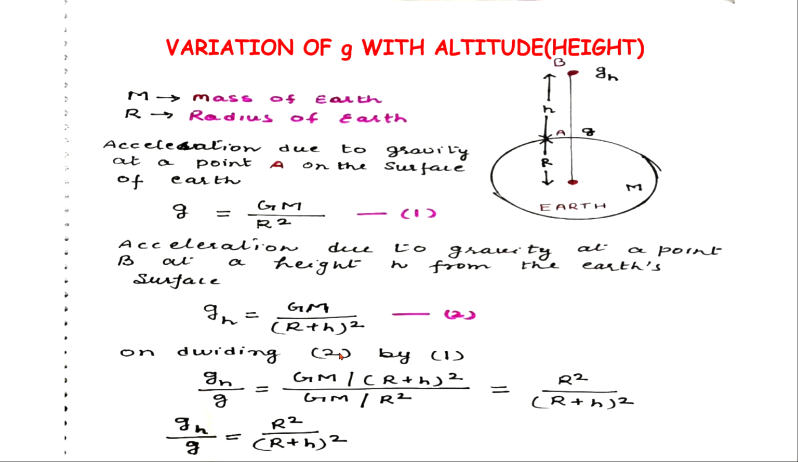On dividing equation 2 by equation 1, gh upon g will be written as GM divided by R plus h whole square, divided by GM upon R square. So GM will be cancelled out and you will get the expression R square upon R plus h whole square. So we have got this expression: gh upon g is equal to R square upon R plus h whole square.